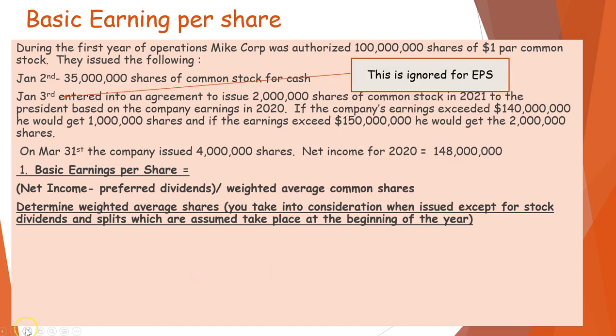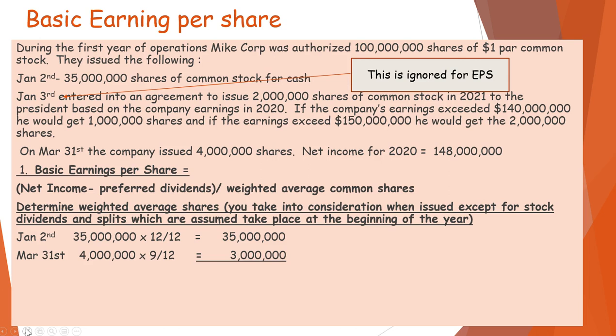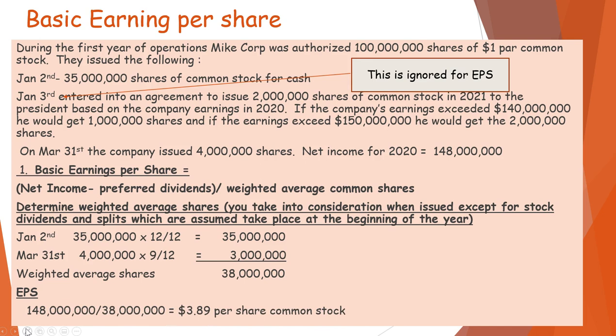Now, this part we're going to ignore for right now because when we do basic earnings per share, we don't worry about conversion issues of other things into common shares. So, at the beginning of the year, we had 35 million shares for the whole year, and then we issued another 4 million. So that was for 9/12 of the year. So we have a weighted average of 38 million shares, and our earnings per share is going to be, since we don't have any preferred stock with dividends, 148 million divided by 38 million shares, which gives us earnings per share of $3.89.